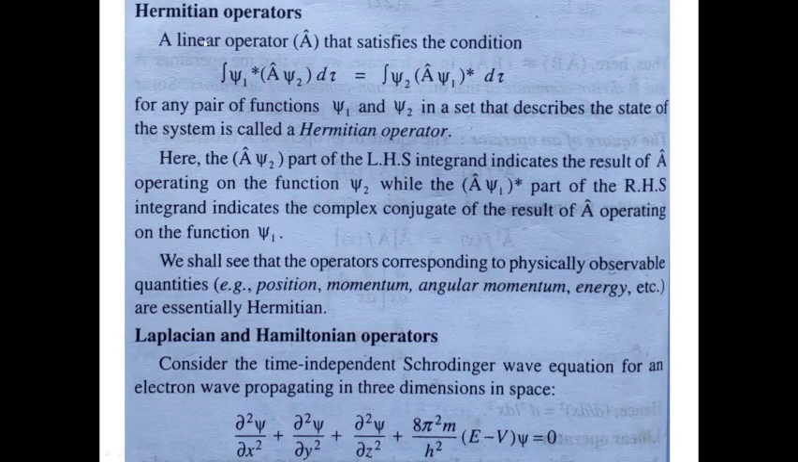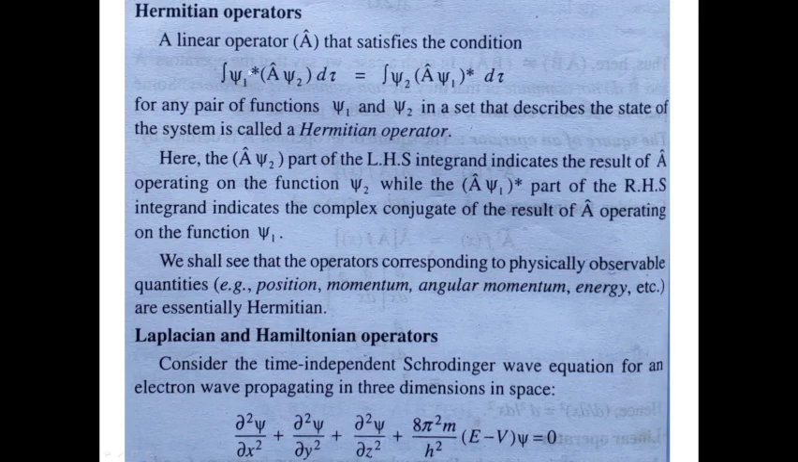Then we come to another kind of operator, the Hermitian operator. If we take a linear operator that satisfies a very particular condition like this, then it is what is called a Hermitian operator. So what is the meaning of this equation? Here the integral, as we have already said, is a linear operator, and the operator A is also a linear operator. This condition you are not yet familiar with, and we will be discussing it in the next slides.